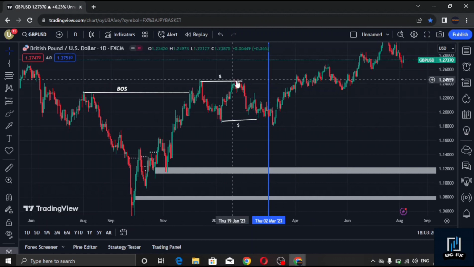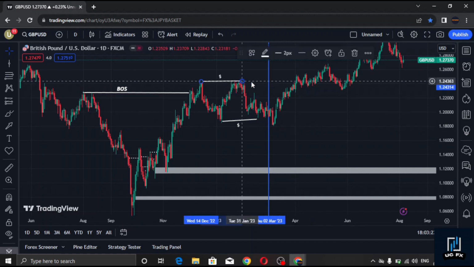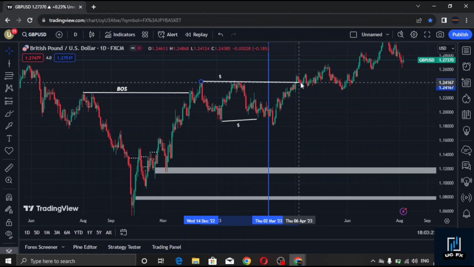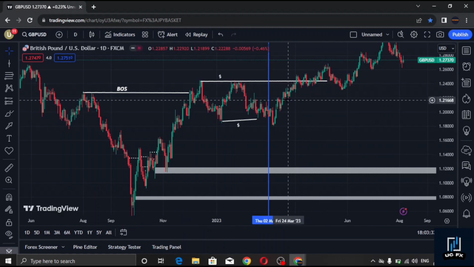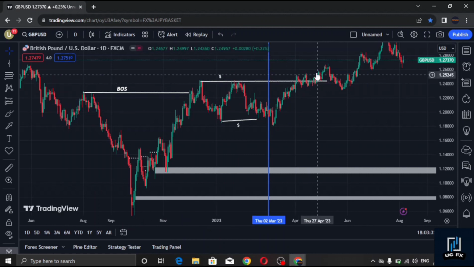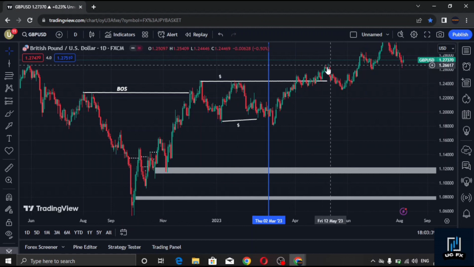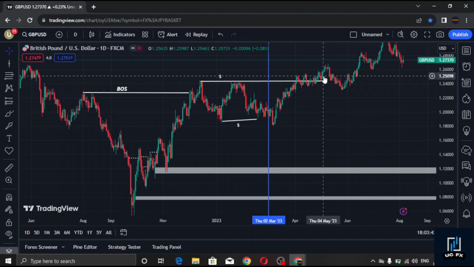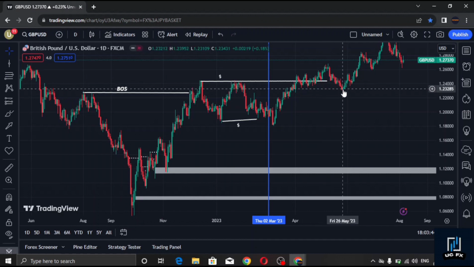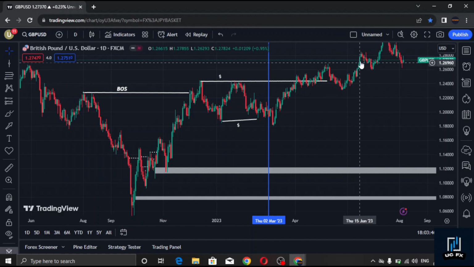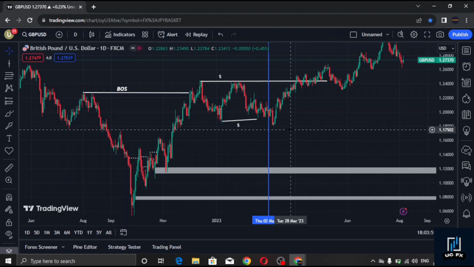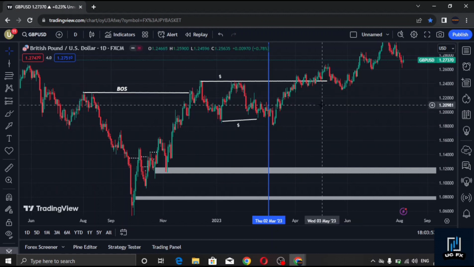Therefore, for the buy side liquidity, as we all know, most traders try to buy once price breaks out from a zone. After price broke this area, this high, and tested this point and made this movement, most traders started entering a buy position. Unfortunately, they were all stop hunted and the market kept going to the upside. So the sell side liquidity was taken out and the buy side liquidity was taken out as well.